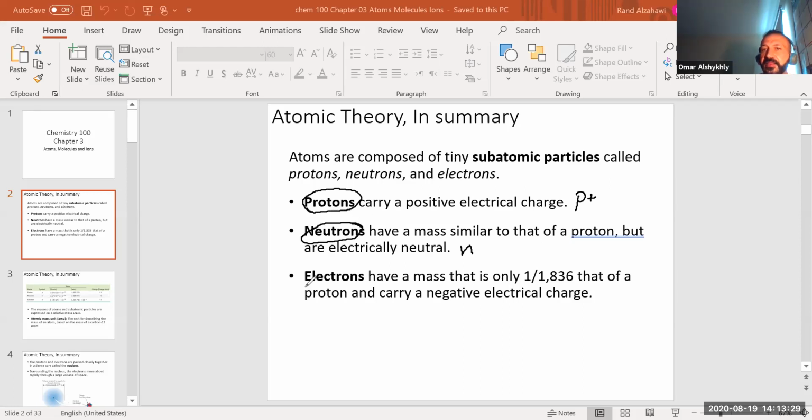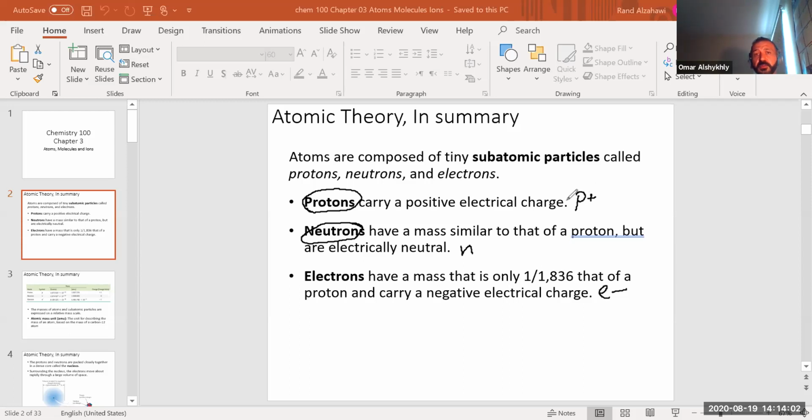Now we have another subatomic particle called the electron, which is a very, very tiny particle compared to the proton and the neutron. Look here: the electron has a mass of only 1 divided by approximately 2000, or 1836, that of a proton, and carries a negative electrical charge. So here we have small e with a negative charge.